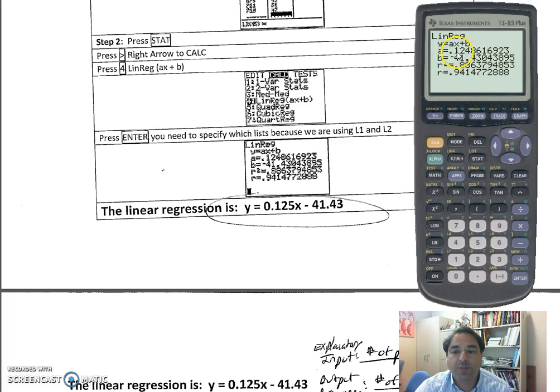So a is our slope, 0.125, let's say. b is our y-intercept, negative 41.43. Now if I want to see the line, remember those numbers, we go to y equals 0.125x minus, subtraction, 41.43. And if we did this correctly, when I hit graph, the line goes through the data.